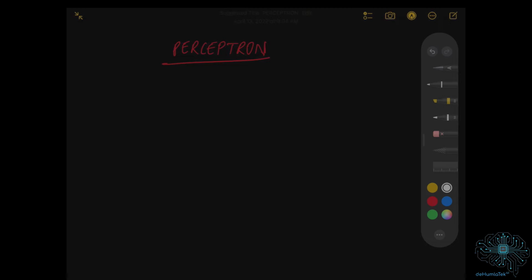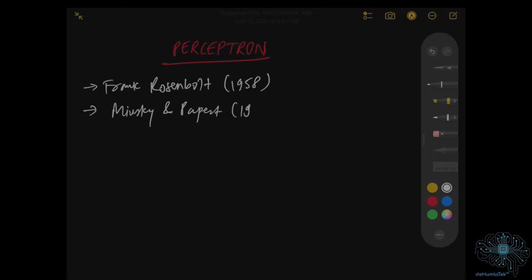Let's discuss the perceptron in this video. Frank Rosenblatt came up with the idea of the classical perceptron in 1958. Then this model was refined by Minsky and Papert in 1969.